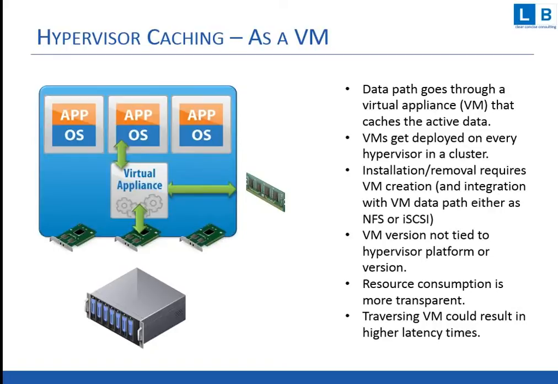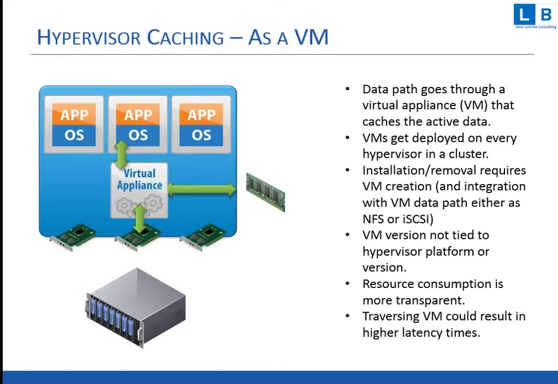Resource consumption is more transparent because we can measure what the virtual appliance is actually using, so it's pretty easy to see what the overhead of using this solution is. However, we have to bear in mind that we're now going through potentially more paths to get our data out, and having to traverse through the VM could result in higher latency times. Although that's not always the case, that is potentially a risk. So there are pros and cons to both solutions, and we have to really decide what we think is the most appropriate for ourselves in that instance.